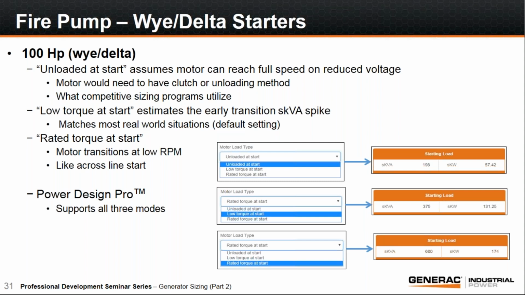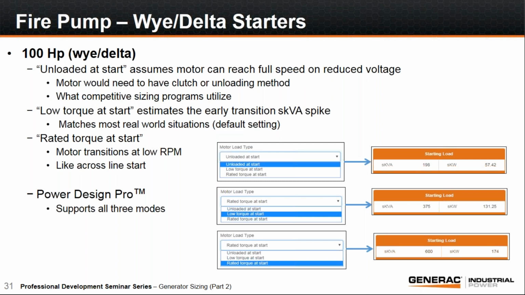And if you notice, this is a 100 horsepower motor, and we know that a 100 horsepower motor is going to take 600 SKVA to start. Now, when we apply a Y delta starter, that number can be all the way down at 0.33 of that, or right around 200 SKVA. But that doesn't give us what's actually going to happen on the fire pump. It's going to start with that low number, but somewhere around 70, 75% speed, it's going to switch from low voltage start to full voltage run.